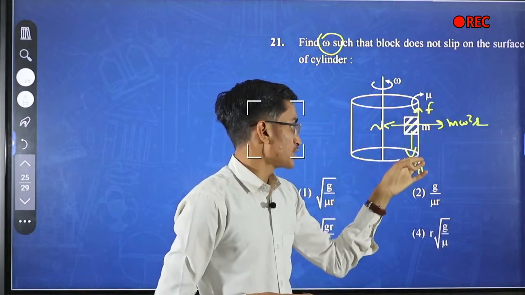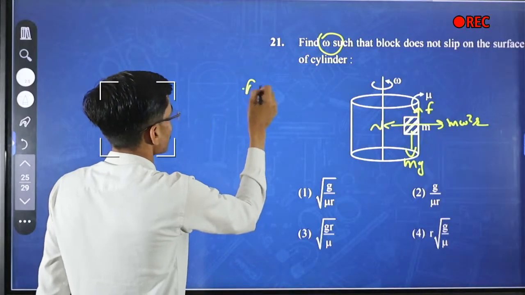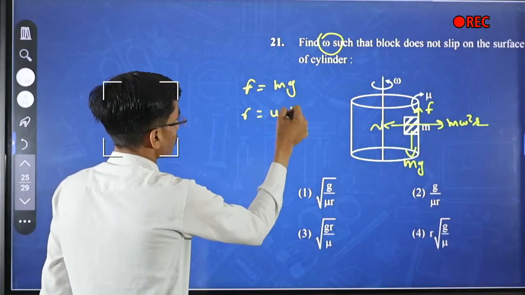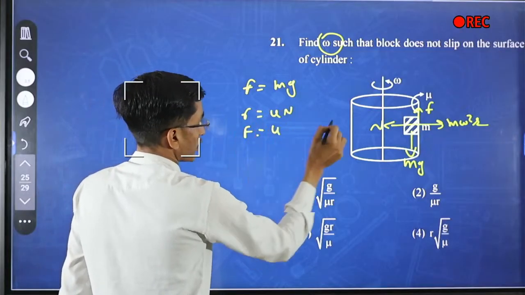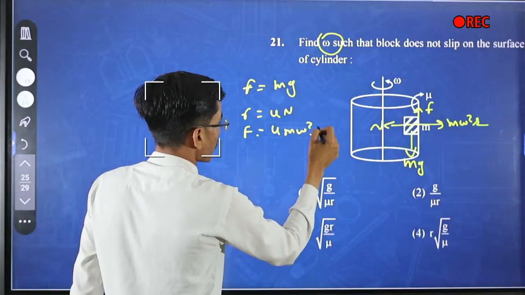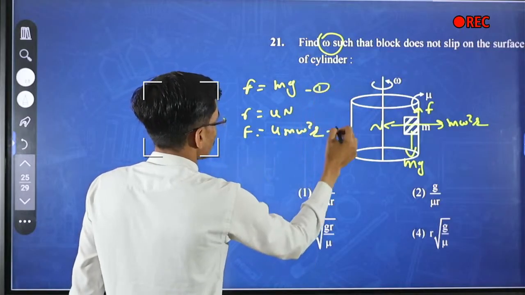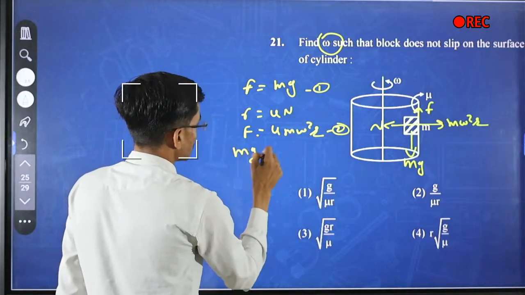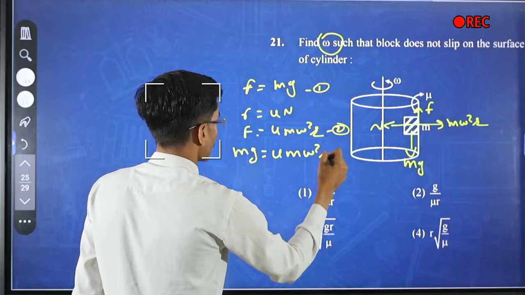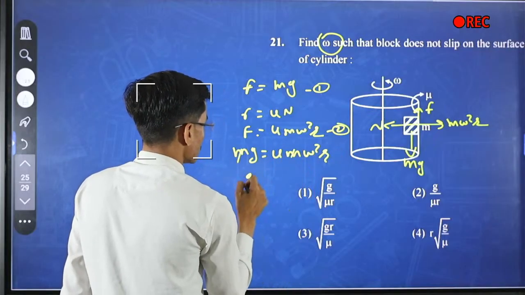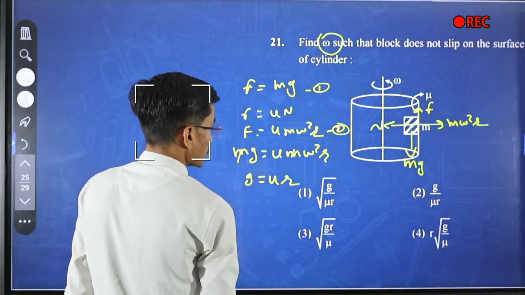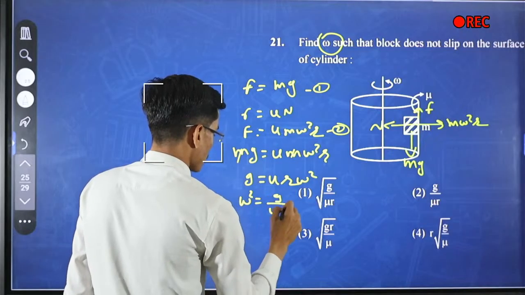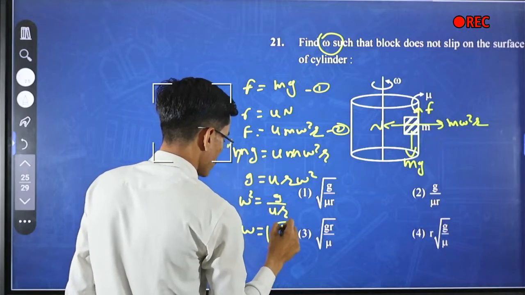This is not sliding, so all forces are balanced. So the upward force is equal to the downward force. So we can write that the friction force is equal to mg, and the friction force can be written as mu into N, and N can be written as m omega square r. So substituting equations 1 and 2, we can write mg is equal to mu m omega square r. m cancels, then g is equal to mu omega square r. So omega can be written as under root g by mu r.